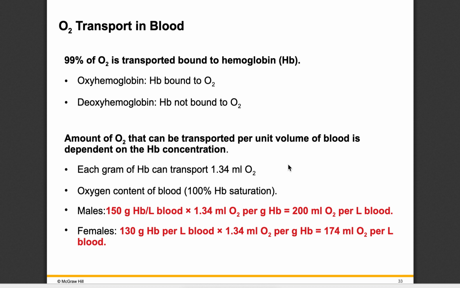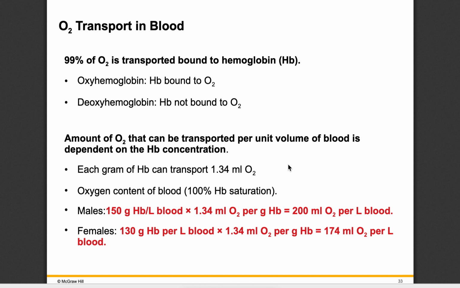So all of that to be said, we do have to talk about the transportation of oxygen and even CO2 when it comes to the blood. And so, yeah, we can get that oxygen into the lungs, we can diffuse it over into the blood, but what happens there? How do we get it to the tissue?